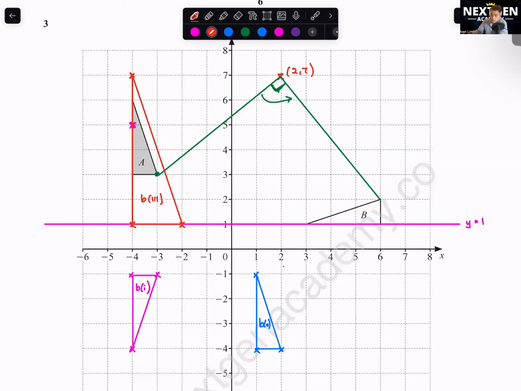Anyone don't understand this part here? Okay, the principle is still the same. From center to the object, you multiply by the scale factor. You measure the length first, then you multiply by the scale factor, now by 2. So from 1, it becomes 2.